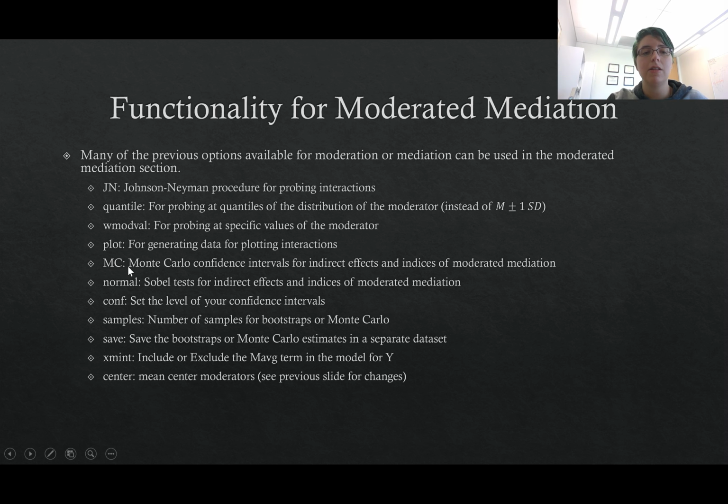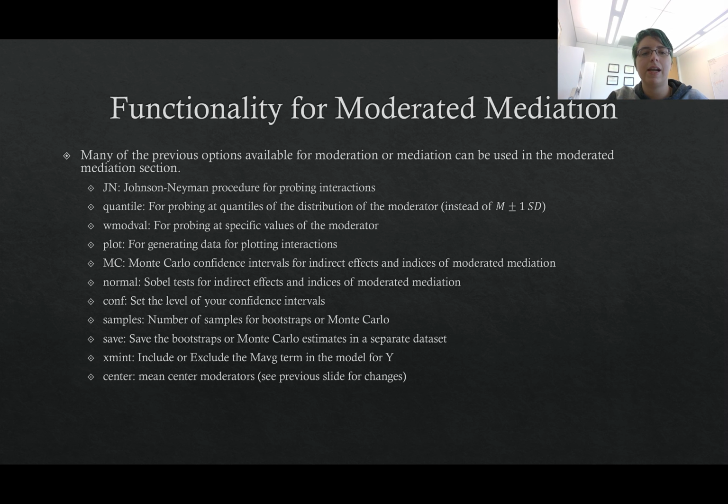And then the Monte Carlo option, so the MC option, will give you Monte Carlo confidence intervals for the conditional indirect effects and the indices of moderated mediation. And this is in lieu of the percentile bootstrap confidence interval. So the default is the percentile bootstrap confidence interval, but you could also use the Monte Carlo confidence interval. The normal option will give you Sobel test for the conditional indirect effects and the indices of moderated mediation. The conf option will let you change the level of your confidence intervals.